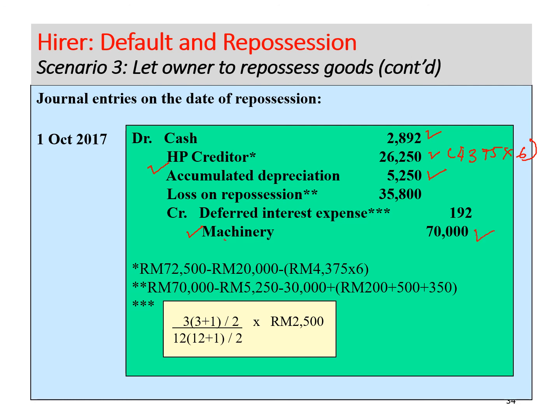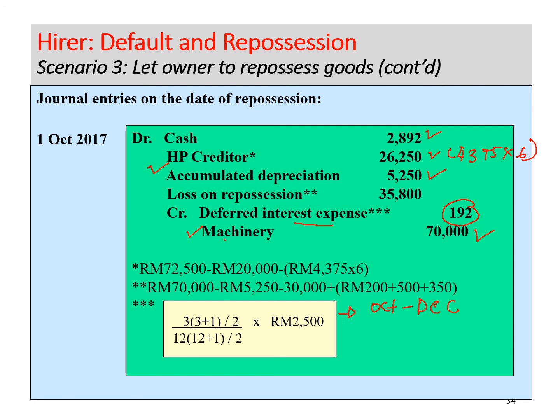Then you will have to remove your deferred interest expense. So you have removed your HP creditors, you will also have to remove your deferred interest expense. So what is the amount of deferred interest expense that you have to remove? It is actually the last 3 months, from October until December. So the deferred interest expense would be 3 times 4 divided by 2, over 78, times 2,500. Okay, so you will get 192 as your deferred interest expense.